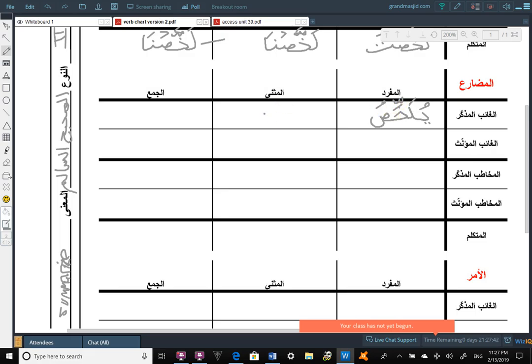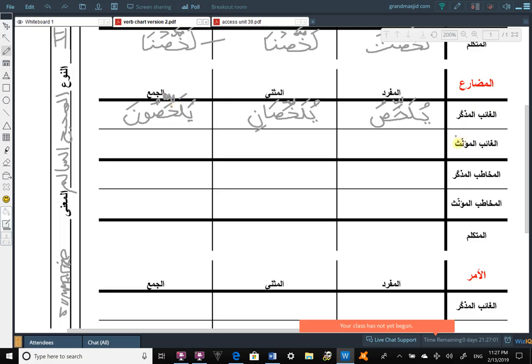We want to make it dual. We add the alif al-ithnain and the noon for marfu': yulakhisani. And then we want to make it plural. Third person, yulakhisuna. We add the waw al-jama'a and the noon for marfu'. Yulakhisuna.